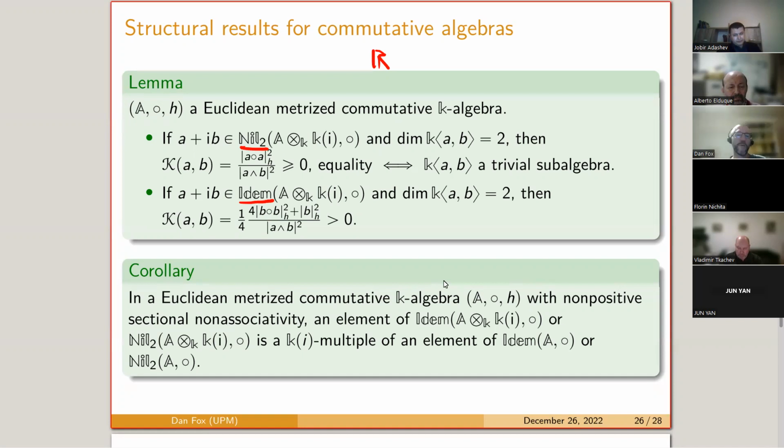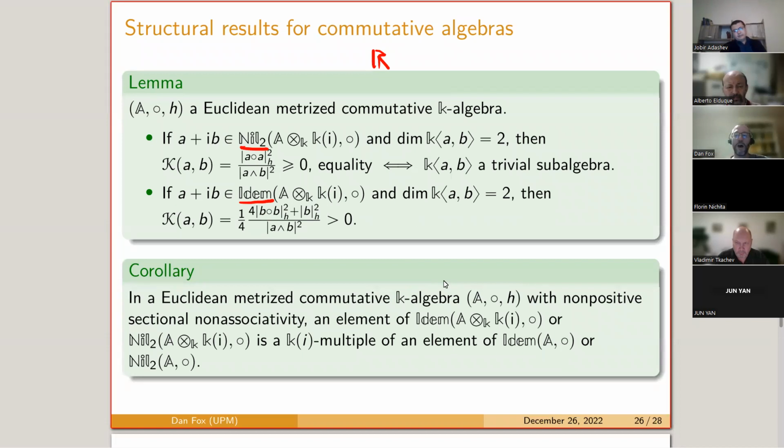And likewise, if you have an idempotent in the complexified algebra, and again its real and imaginary parts are linearly independent, then the sectional non-associativity is actually positive on those. And so another way of saying these things is that non-positive sectional non-associativity is forcing that idempotents and square zero elements in the complexification are just multiples of idempotents and square zero elements in the underlying algebra.